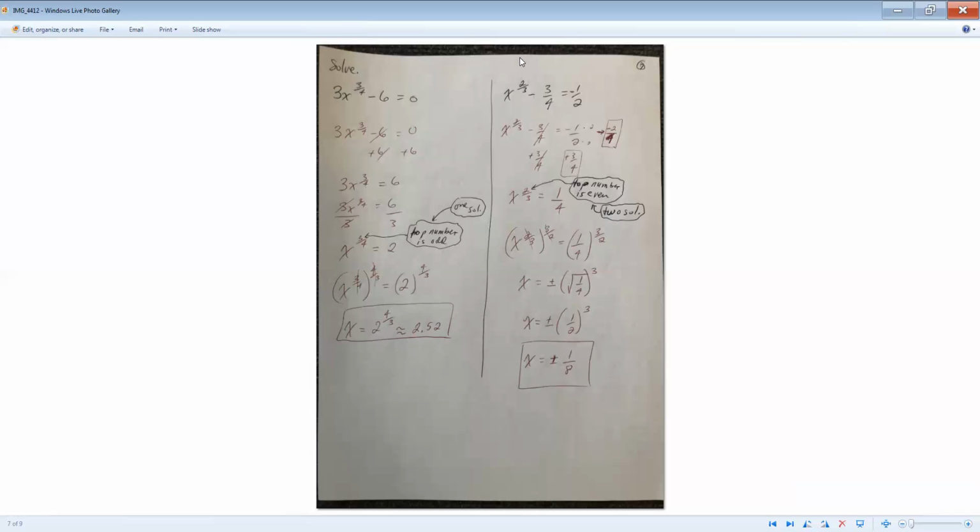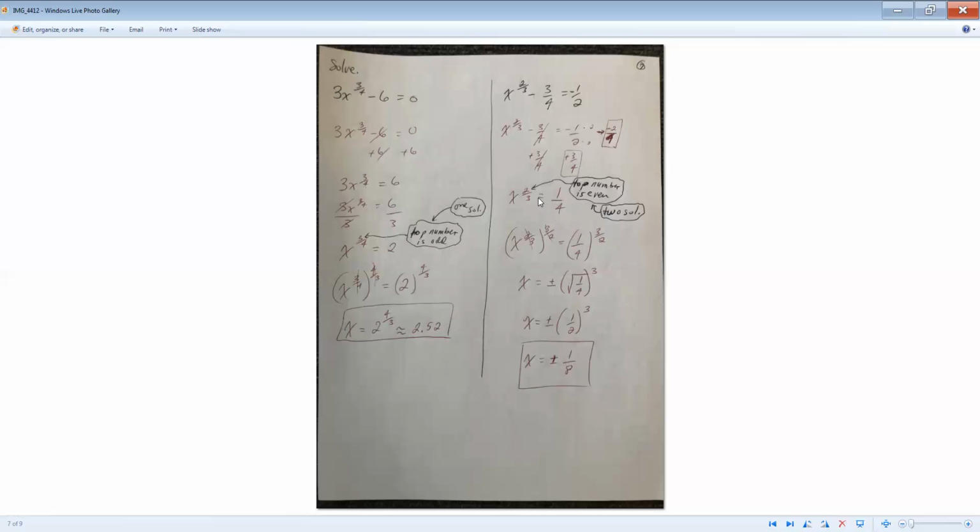Here, in this next one, we have x to the 2/3 power minus 3/4 equal to negative 1/2. So we will add 3/4 to both sides of the equation. Don't forget, whenever you're adding your fractions, you have to have a common denominator. So this negative 1/2 turns into negative 2/4. Add them together, and that will give you 1/4.